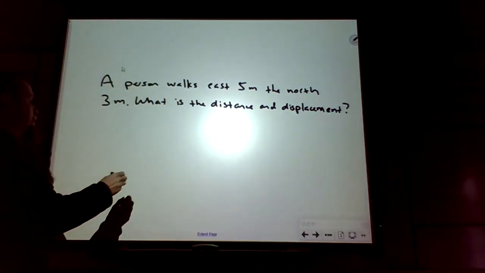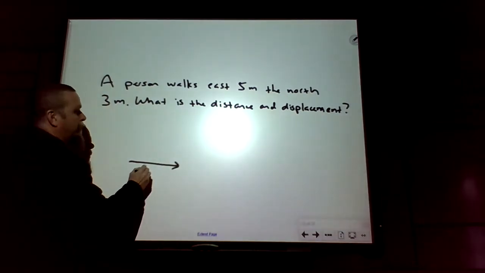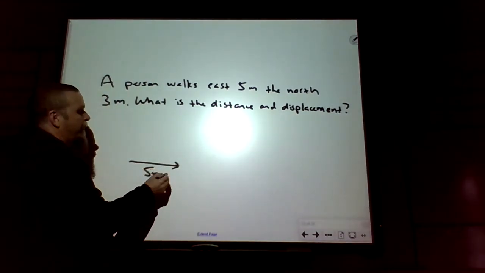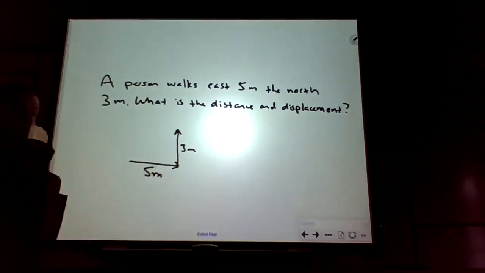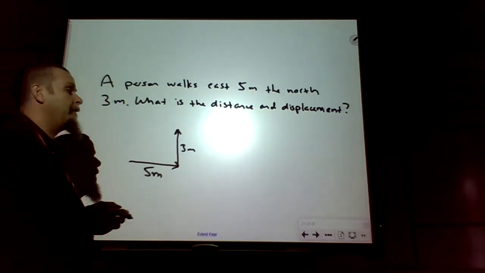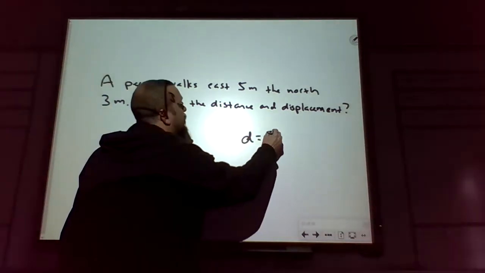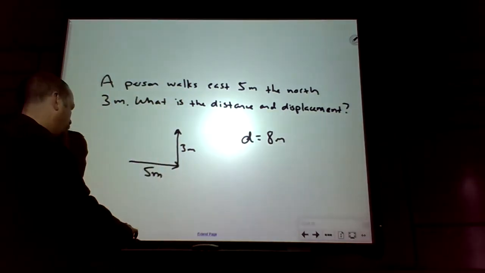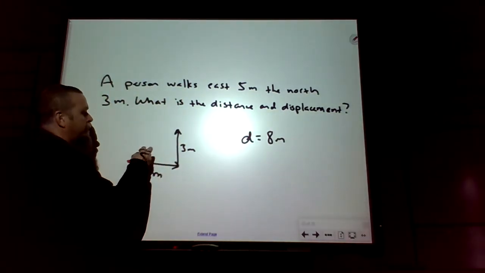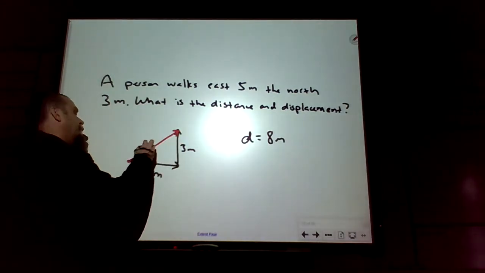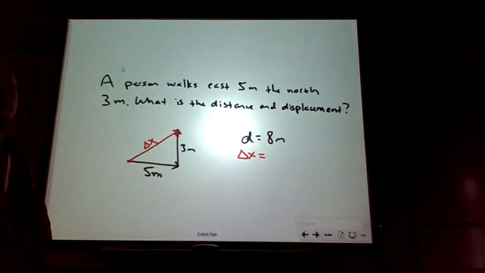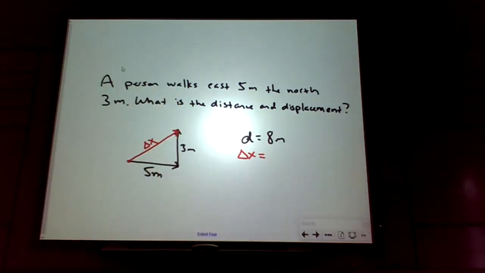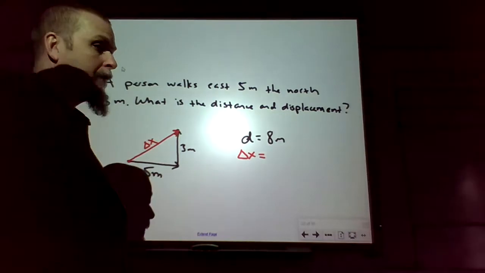Now, when we draw this out, our person went 5 meters that way and then turned north and went 3 meters. The distance part of this is just the same as it always is. We just add those two things together. The distance is 8 meters. But when we want the displacement, what we're really talking about is from the starting position to where we ended. This is delta x. And the reason I threw this in here now is because this is just basic Algebra 1 stuff. This is material that you've done a few years ago. To find the answer to this, we would use the Pythagorean theorem.